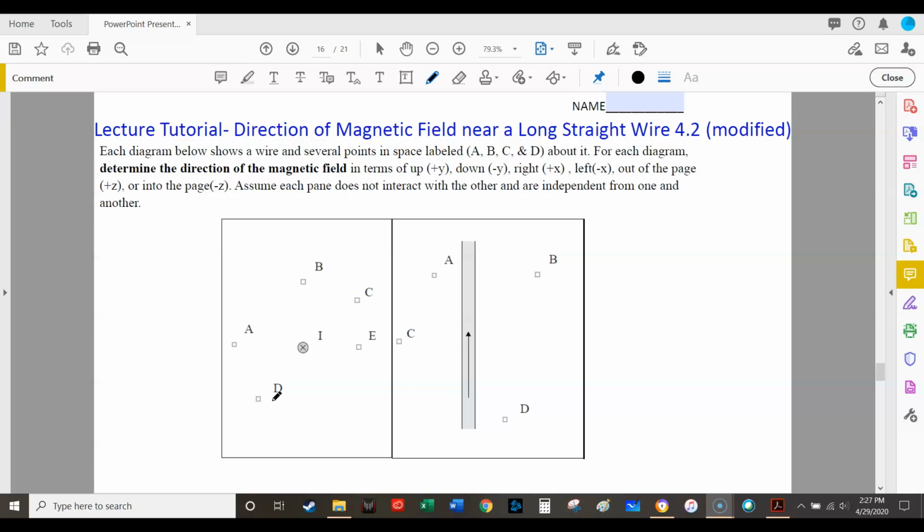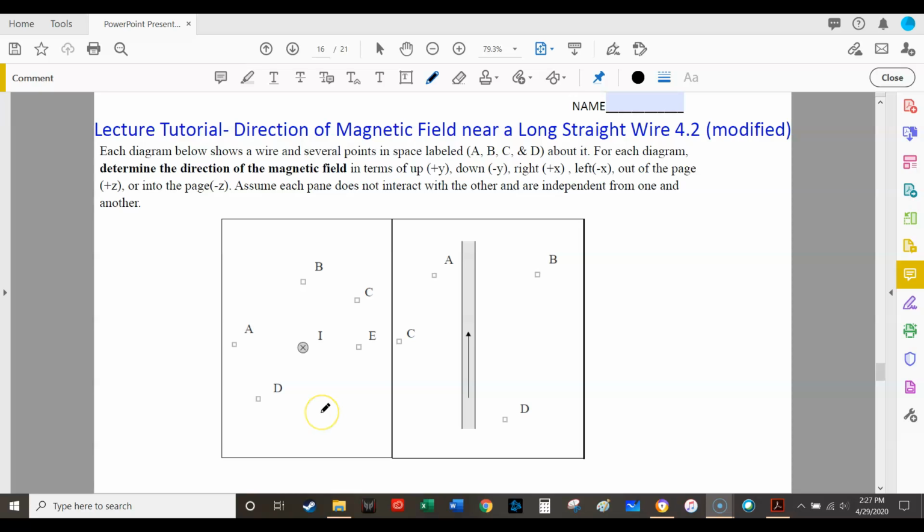Applying the right-hand rule, you're going to point your thumb in the direction of the current, and you're going to curl your fingers, and your fingers will represent the direction of the magnetic field. So go ahead and qualify the directions of the magnetic fields at each one of these points. So pause the video now and try it.